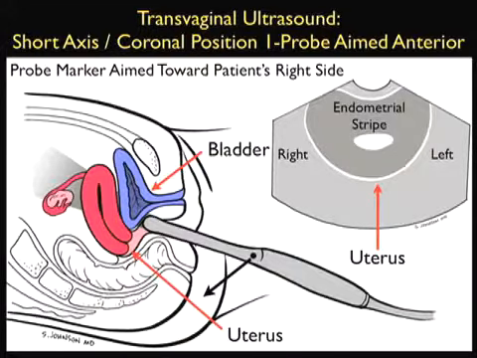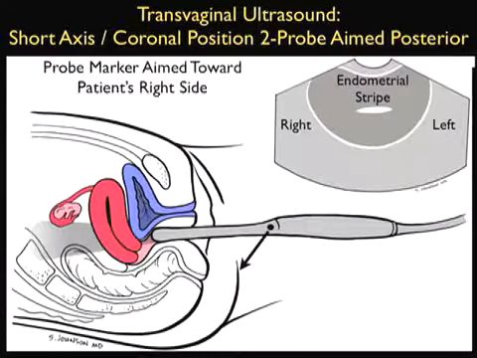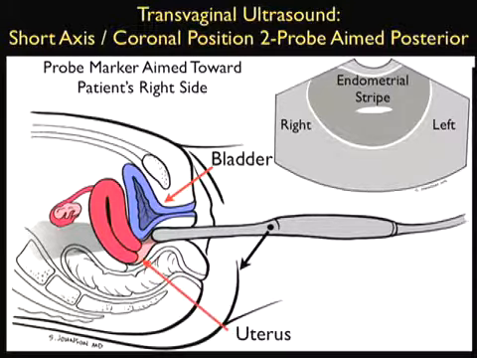And we can see the resulting ultrasound image to the right with the endometrial stripe in the midline of the uterus. To fully image through the uterus in the short axis or coronal plane, we must elevate our hand and aim the probe more posteriorly so that we're imaging down towards the female cervix. And as we can see here, now we've oriented the probe in a more down position so that the tip of the probe is located more posteriorly down towards the cervix.